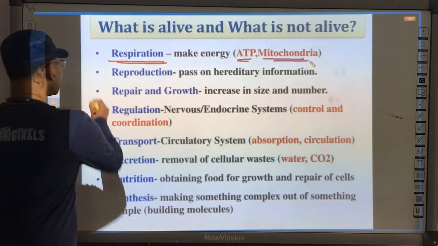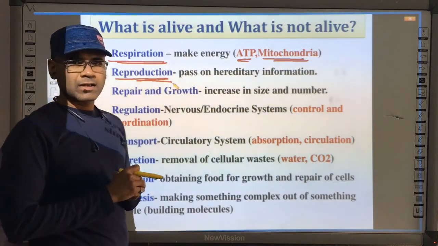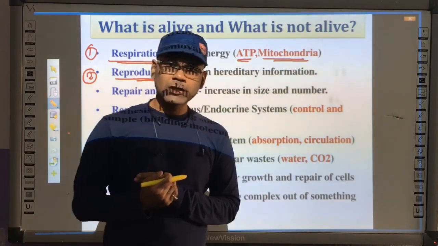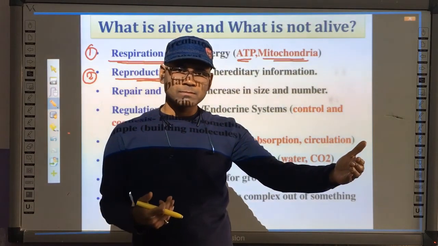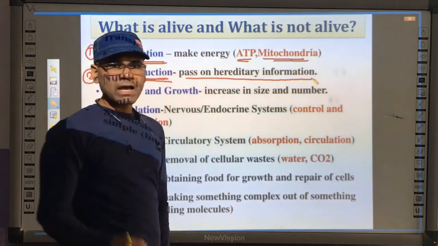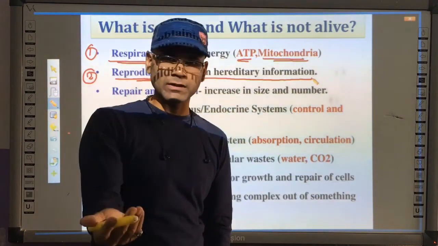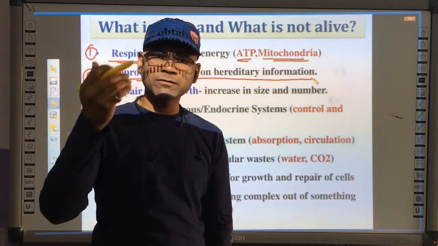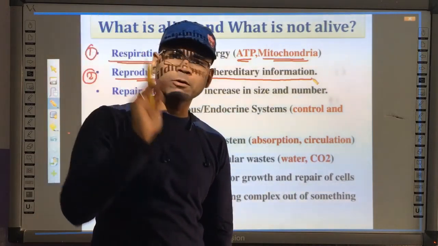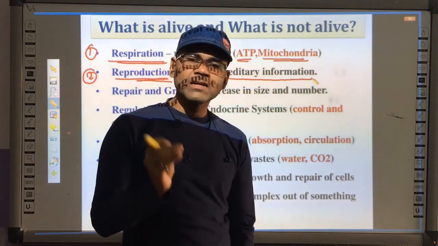Okay, so the second important criterion is reproduction. Reproduction means the living organism must have a process to transfer its generation. Every living organism has some hereditary information which has to be transferred. This information which is transferred from parent to offspring, or parent to progeny, is called hereditary information. And for that, reproduction is important.